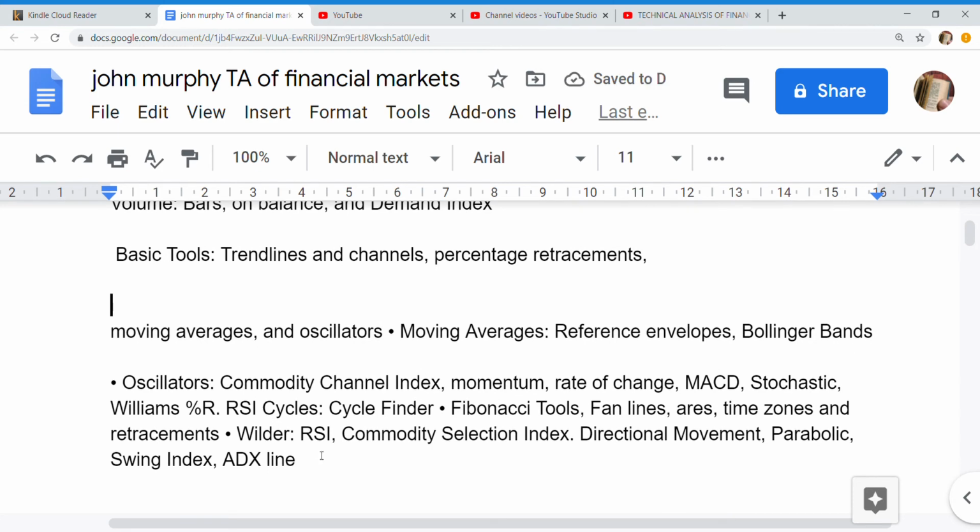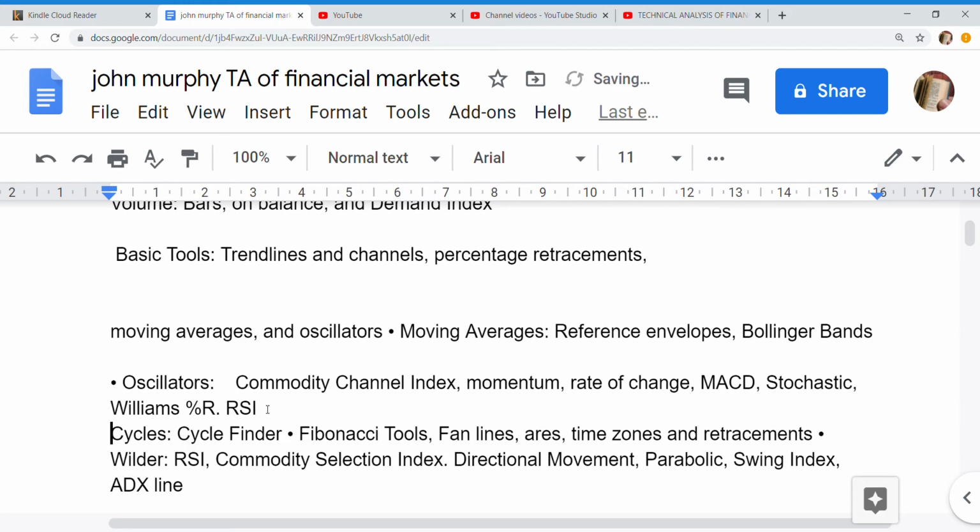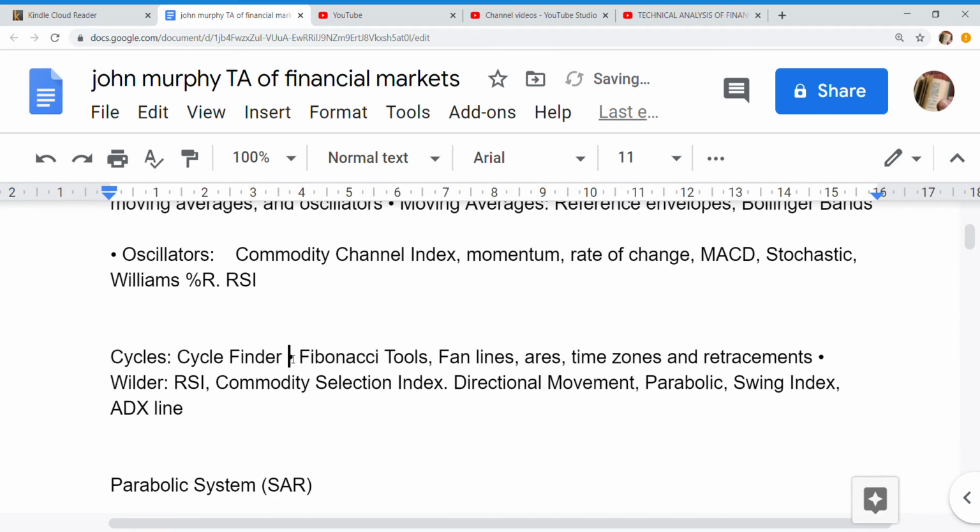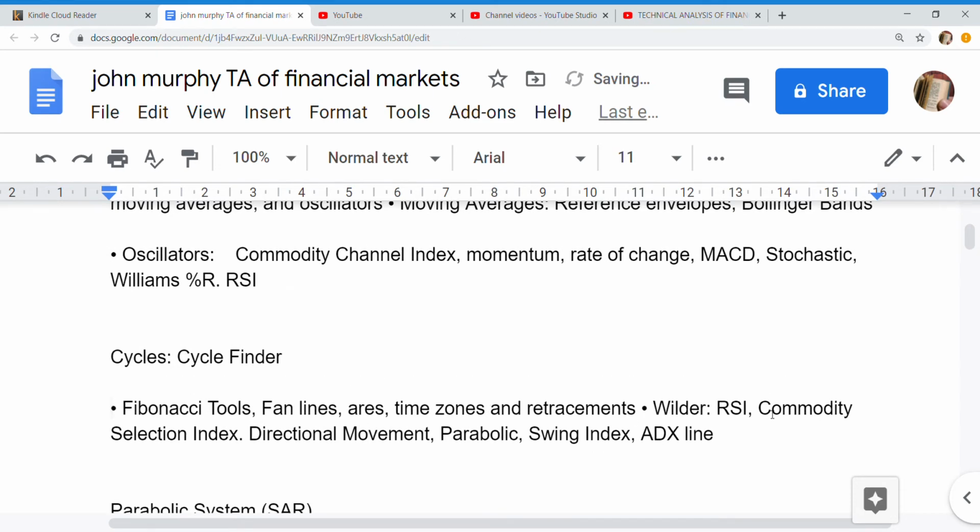Oscillators: commodity channel index, momentum, rate of change, MACD, stochastic, Williams percentile. RSI: cycles, cycle finder. Fibonacci tools: fan lines, arcs, time zones and retracements. Wilder, RSI, commodity selection index. Directional movement: parabolic, swing index, ADX line.